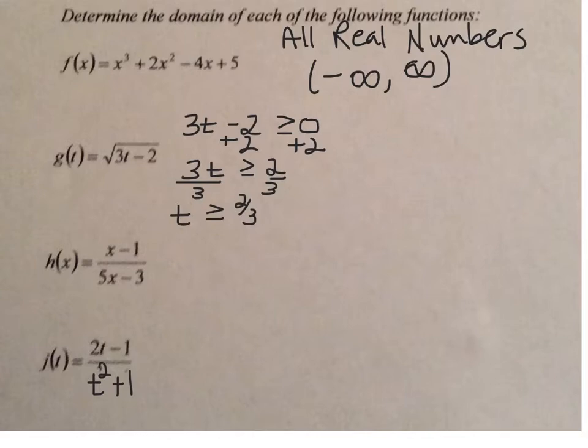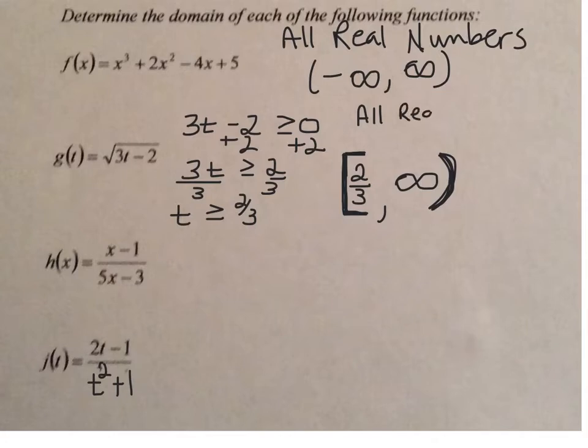I can represent this in interval notation as well. I can start out at 2/3, and 2/3 is included, so it gets a bracket. Then I can go all the way to infinity, and infinity always gets parentheses. So this is interval notation. I could also say all real numbers greater than or equal to 2/3. Either of these things are okay.